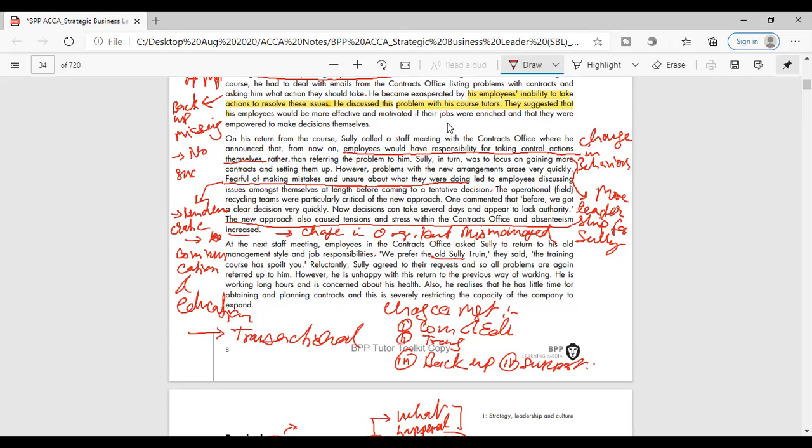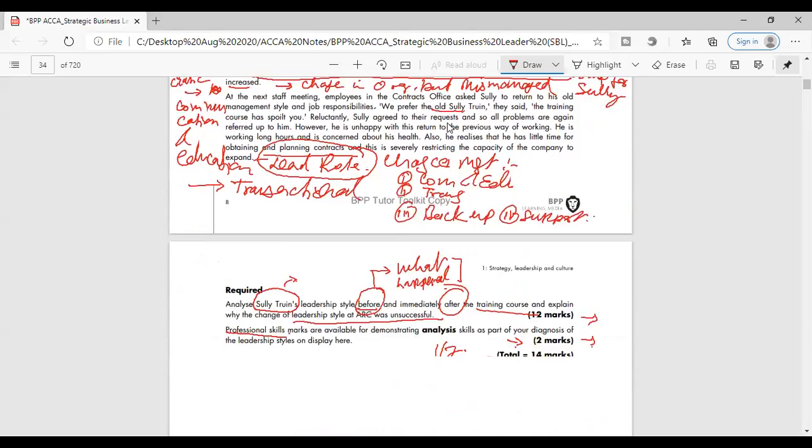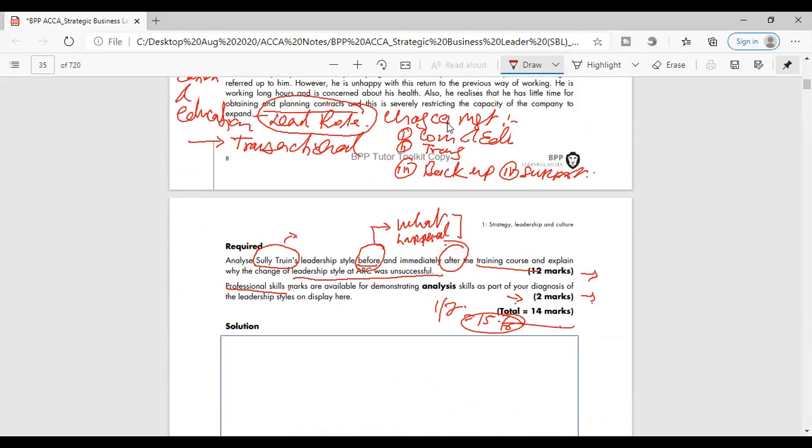He is working long hours and is concerned about his health. He also realizes that he has little time for obtaining and planning contracts. So his leadership role is again endangered, and it is severely restricting the capacity of the company to expand. Yes, his leadership role is endangered now. He cannot focus on more important things. All right, we were asked to explain why the change of leadership style at ARC was unsuccessful. So we have got this answer as well.